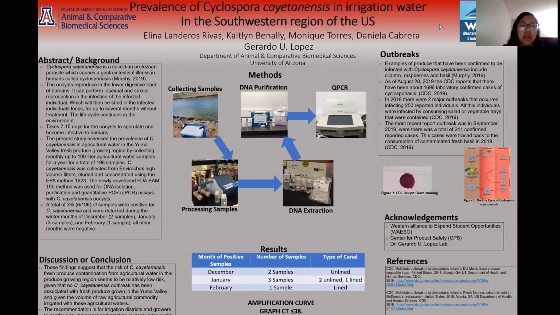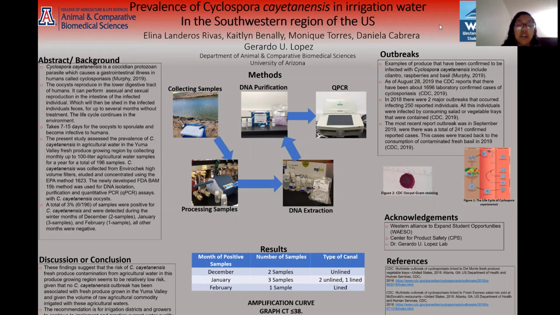This study assesses the prevalence of Cyclospora cayetanensis in agricultural water in Yuma Valley fresh produce growing regions by collecting monthly samples of up to 100 liters of agricultural water, for a total of 196 samples over a year. Cyclospora cayetanensis was collected using EnviroCheck high volume filters. The processing method we used was EPA method 1623. The newly developed FDA BAM 19B method was used for DNA extraction and DNA purification. We used quantitative PCR for our detection method.